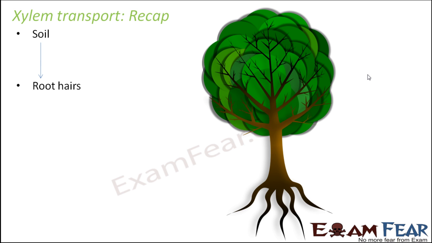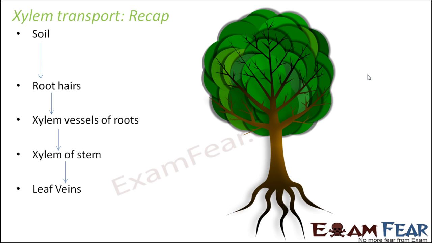From soil, the water is absorbed by the root hairs. Root hairs are very thin walled. They are hair-like structures, and they are many in number. So they increase the rate of absorption. Once absorbed by the roots, it is passed into the inner layers of roots and finally reaches the xylem of root. From there, it moves upwards due to root pressure as well as transpiration pull. So it gradually reaches the xylem of stem and finally reaches the leaves.